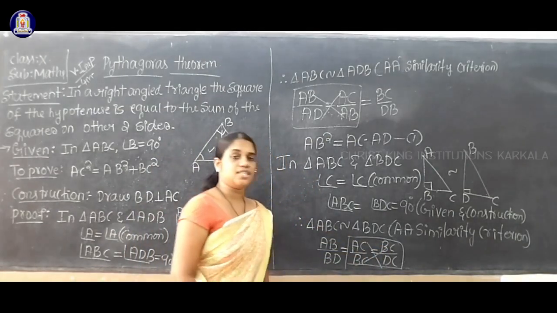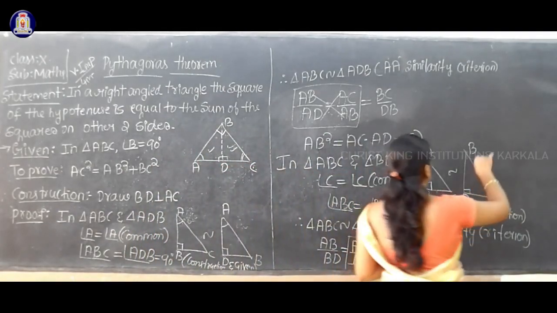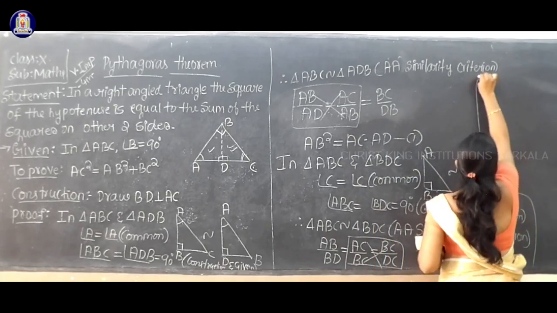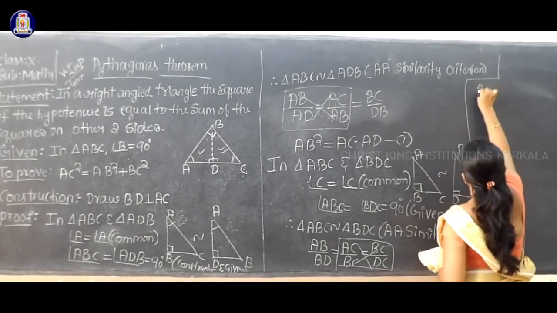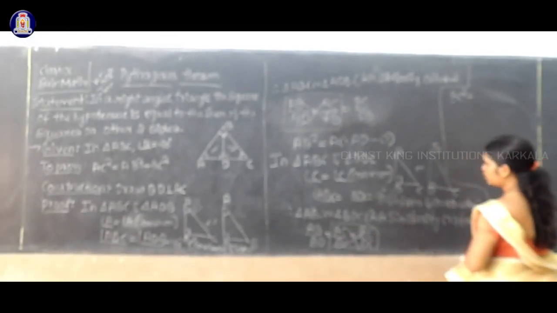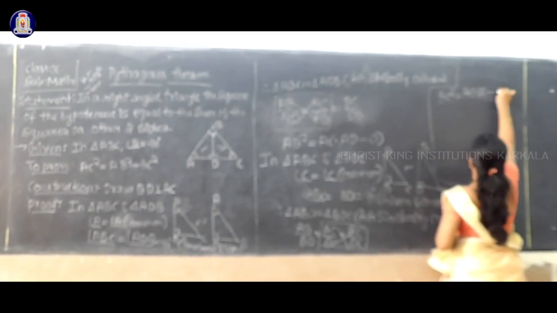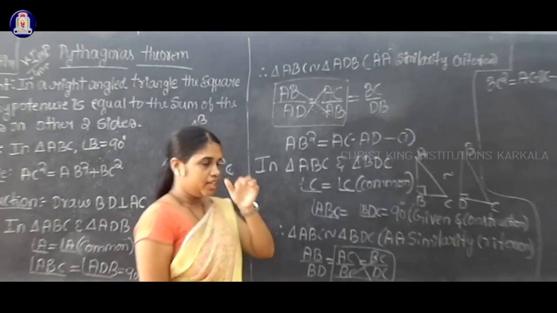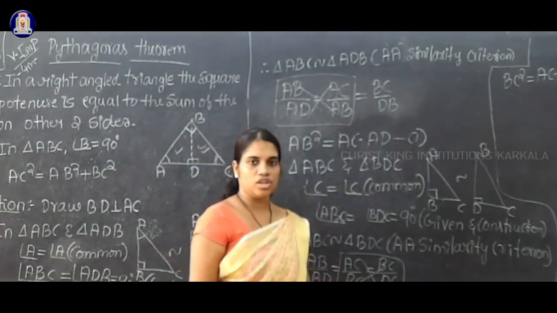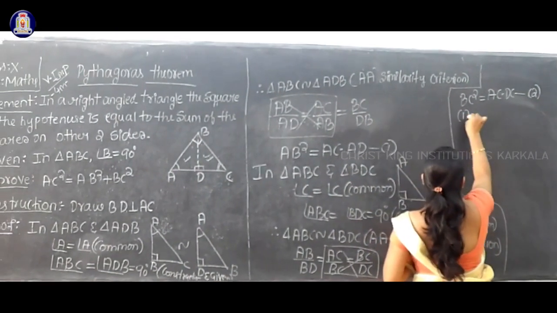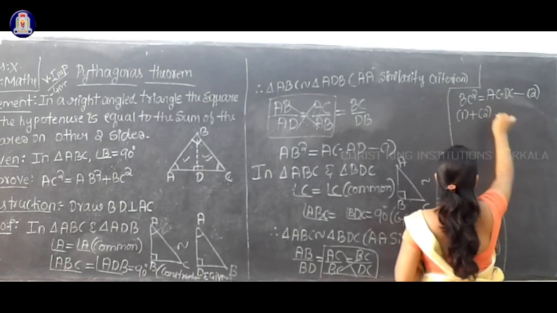DC into BC, how much? BC square. Okay, so I'll write here, BC square equal to AC into DC. Consider it as equation number 2. Okay, so now add equation number 1 and equation number 2. This is my next step. I will take equation number 1 plus equation number 2.